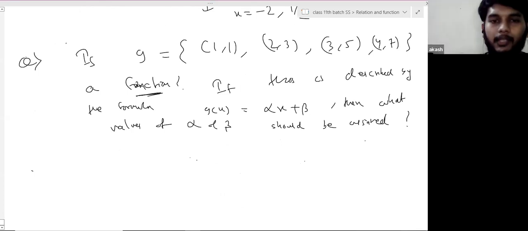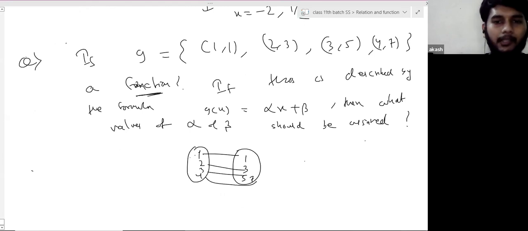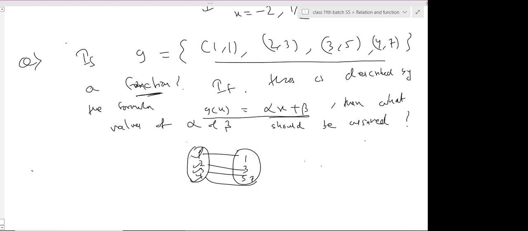First, if you have to check if this is a function or not, I hope you remember that example. For this example, we have 1, 2, 3, 4 and 1, 3, 5, and 7. So 1 is related to 1, 2 is related to 3, 3 is related to 5, 4 is related to 7. We can see all of these are connected and only singularly connected. So this is a function. Now, if this is described by this relation, then what is the value of alpha and beta? Very easy.